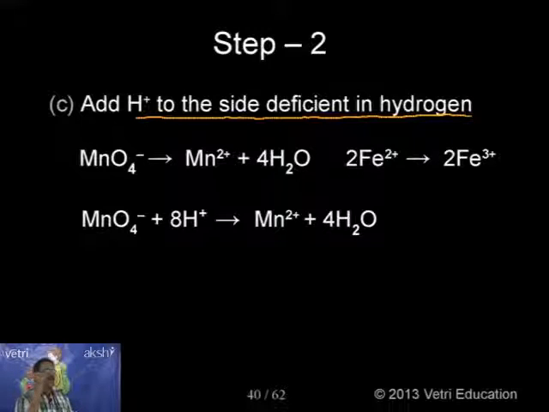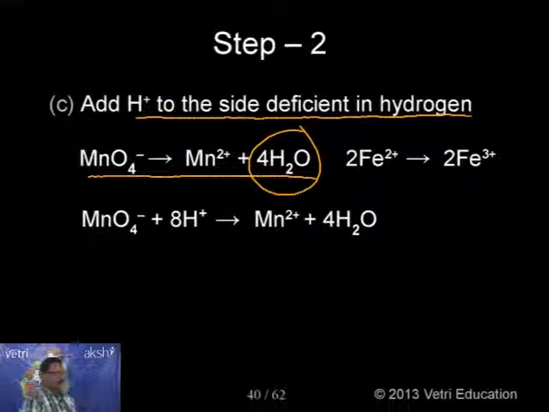When you add water to satisfy oxygen, in this case we added 4H2O, automatically there is hydrogen in water, so to balance that hydrogen we have to add H plus to the other side, that is, to the side deficient in hydrogen. So let me explain this specific example. This is the previous equation. In the previous step, 2b, we have seen already, I added 4H2O. On the right side, the reducing agent, we are not doing anything, we are keeping as such.